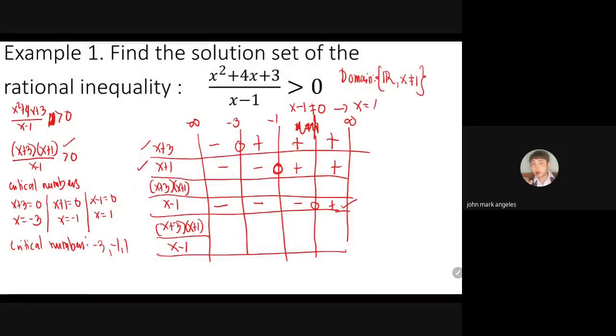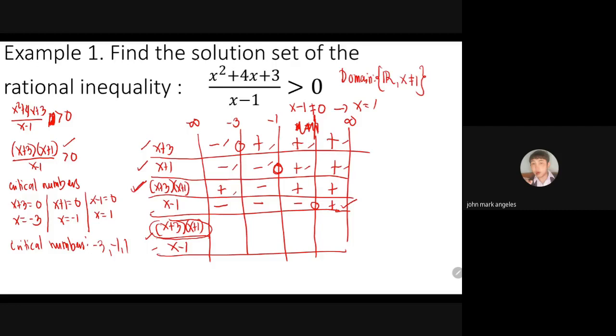Since we are concerned about multiplication, x plus 3 multiplied by x plus 1, ibig sabihin negative times negative, it's positive. Positive times negative, it's negative. Positive times positive, it's positive. Positive times positive, it's positive. Nasusundan pa ba ako? Sign lang po ang aking kinukuha dyan. The last one, we have this. Nakuha na natin to kanina. Ito yan. At saka ito yan. So divide naman.